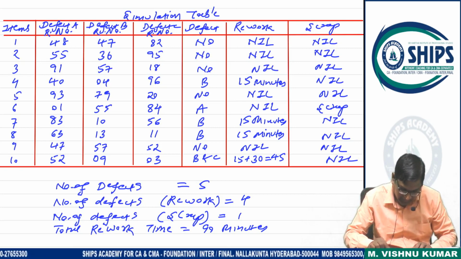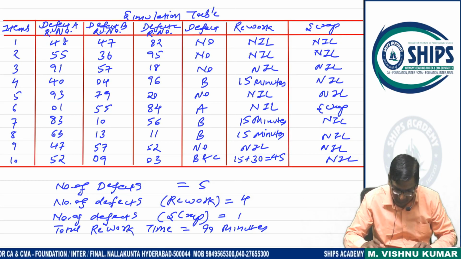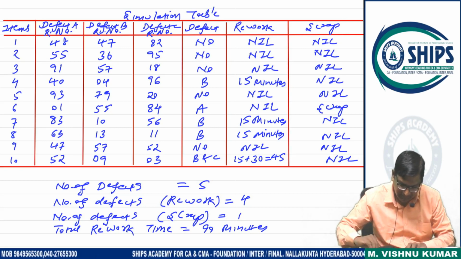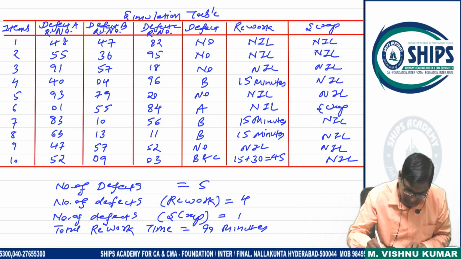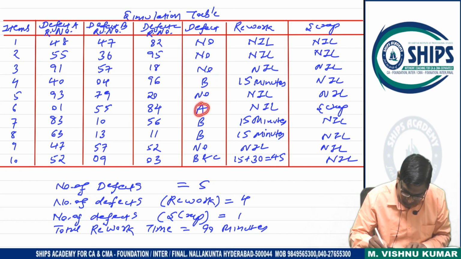Now in the last trial, in both B and C defect is coming. So rework required for B is 15 minutes, C 30 minutes, so 45 minutes. So total rework time required is 45 plus 45, 90. And how many times is defect coming? 5 times. Out of 10 trials, how many times are defects coming? 5 times. So the number of defects means 5 times this is coming. Okay, this is 1, this is 2, 3, 4, 5.